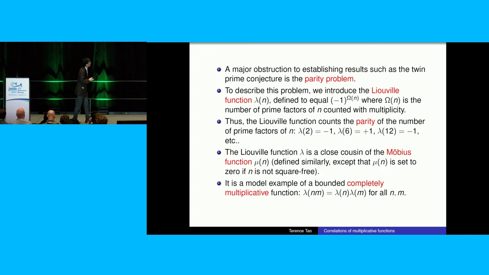If you like, that's saying that one quarter of the time n and n plus 2 are both red, one quarter they're both green, one quarter red-green, one quarter green-red. They're like independent random variables. And then there's a k-term version where you don't just take n and n plus 2, but you take k different shifts of n, and there's a very similar conjecture.